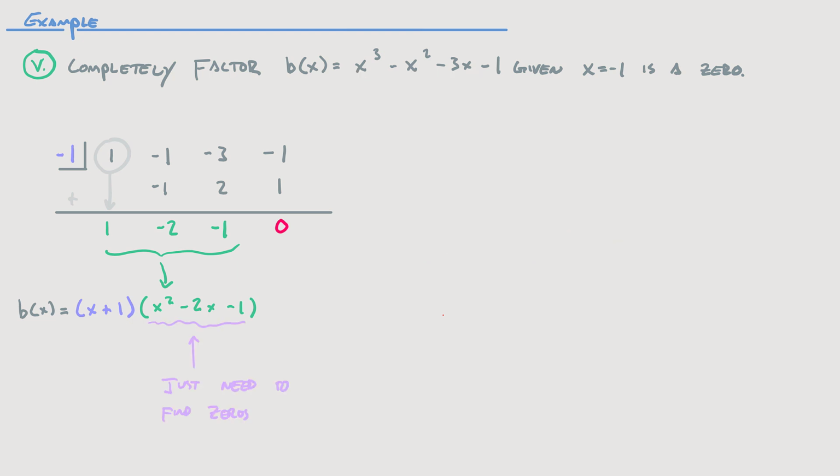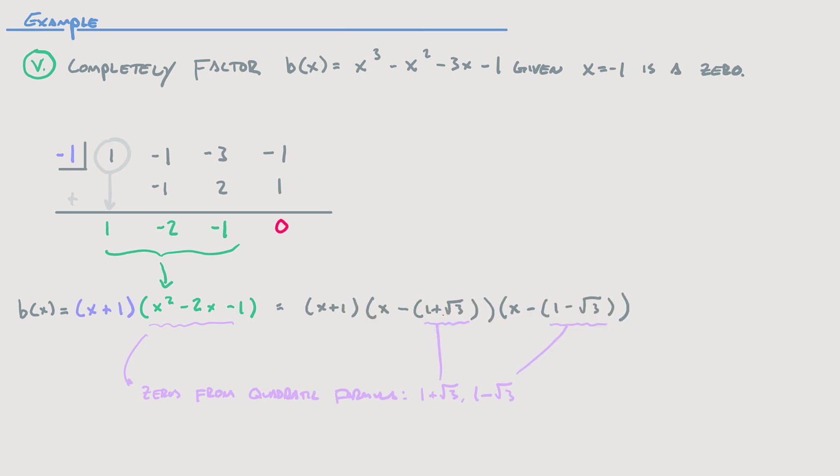You just need to find the zeros a different way. And there's a guaranteed way to find zeros for quadratics. This is the quadratic formula. So let's say you get this. You use the quadratic formula, you get 1 plus root 3 and 1 minus root 3. So then x minus those zeros are going to be the way to factor this. So x minus (1 plus root 3) and x minus (1 minus root 3) would be the way to do that. So if this looks kind of weird, it's because it is.